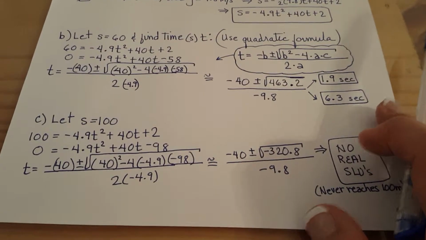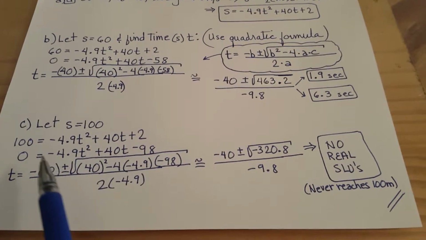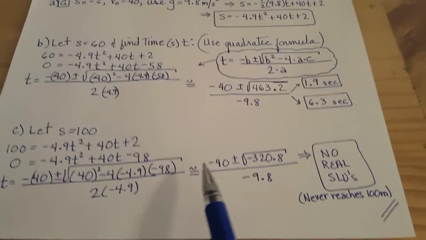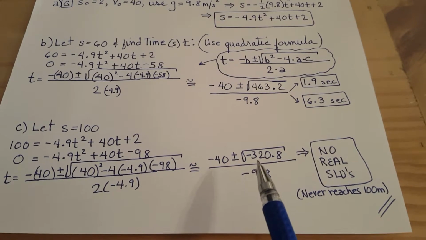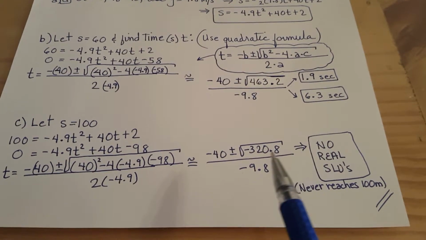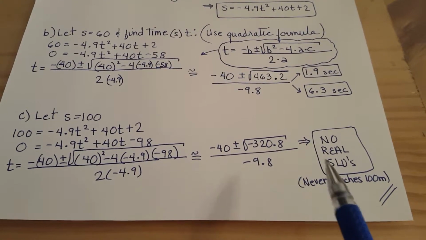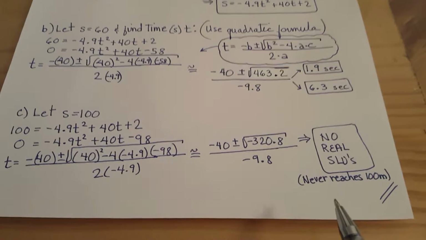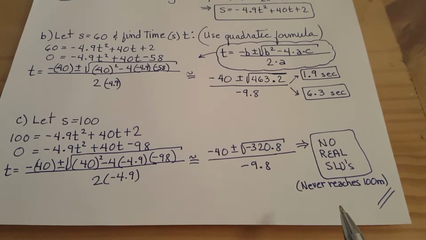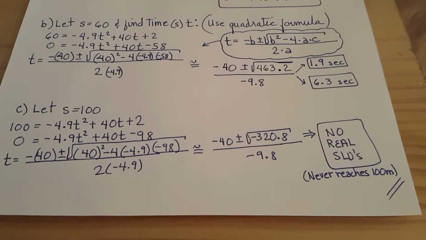Finally, let's do it again when the position is 100 meters. So everything is done exactly the same. I just use 100 in place of the 60. And then I simplified to -40 plus or minus the square root of -320.8 over -9.8. And the problem is, the square root of a negative number is not real. So there's no real solutions to this question. And what that means is that the firework never reaches 100 meters. And that's the end.